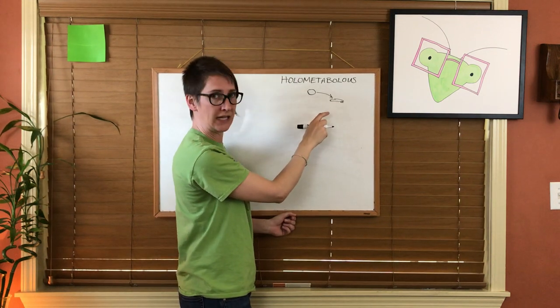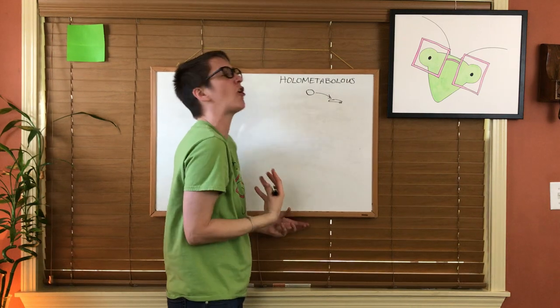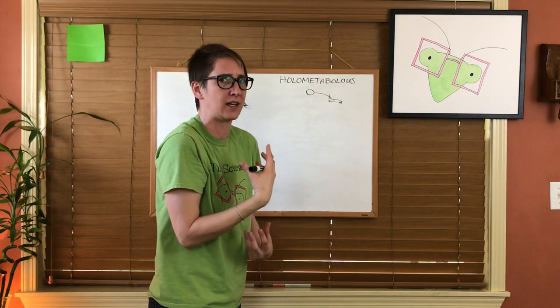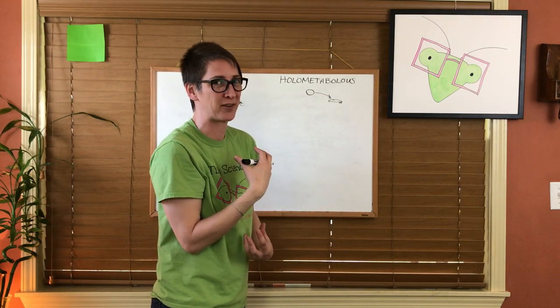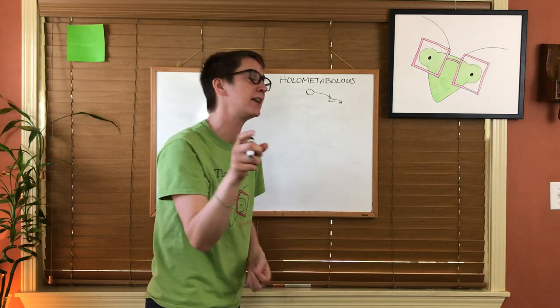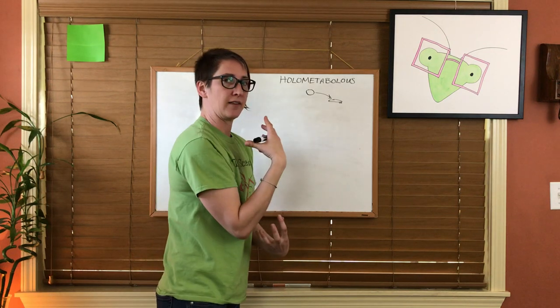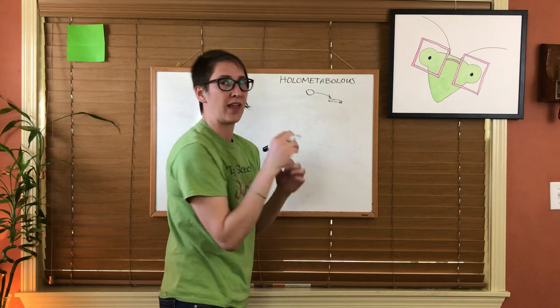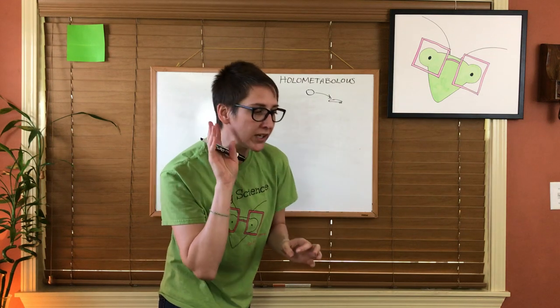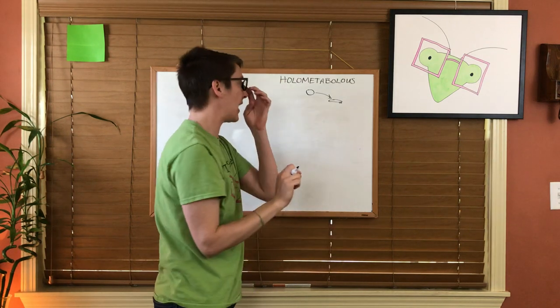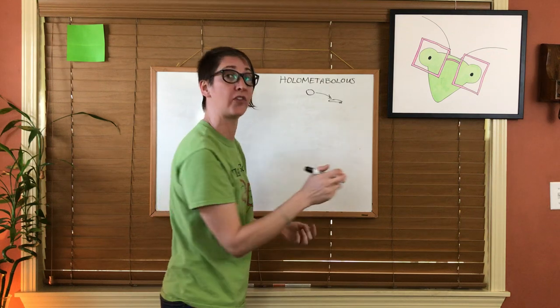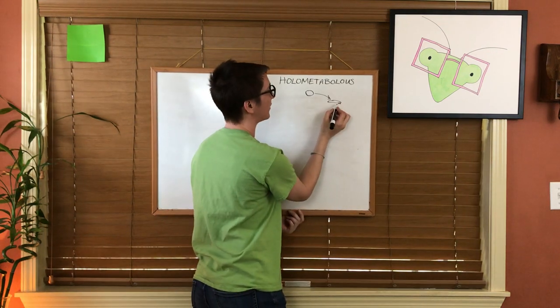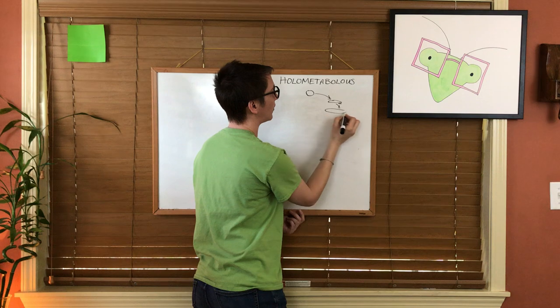Now that larva eats and eats and eats until it's eaten so much that it doesn't fit in its skin anymore. Oh, I can't wait for that episode. Stay tuned for the molting episode. Once it can't fit in its skin, it has to break out, and that's molting. Can you say molting? Molting. Thank you. And after it molts, it grows one whole size. Let's draw that up here. Here it comes. Oh my gosh, that was a huge growth.